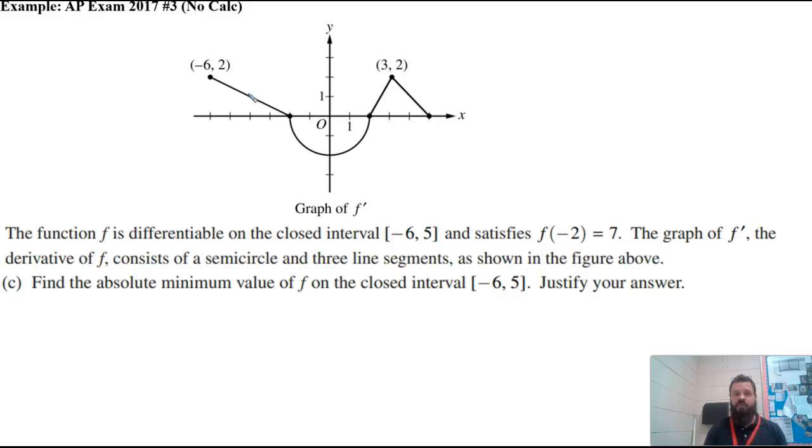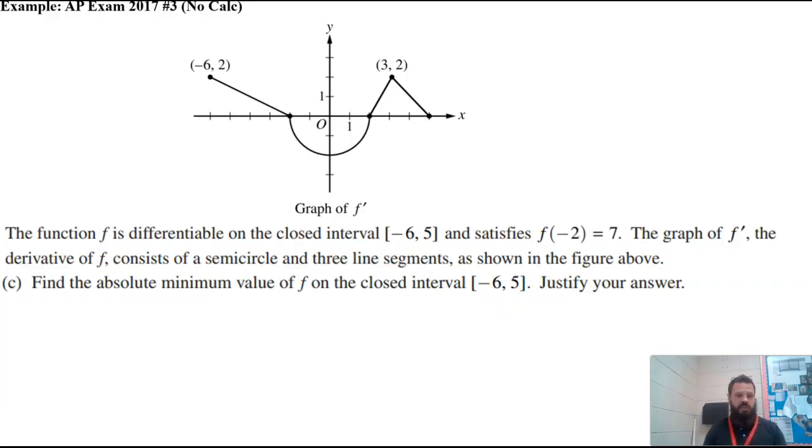Because my derivative goes from positive to negative, meaning the function will go from increasing to decreasing. Then same idea here, we've got a local min at x equals 2, because my derivative is going from negative to positive, because the function will go from decreasing to increasing. Okay, so those will be the local. As far as the absolute, we know it's going to be either a local min or max, or one of these two endpoints, -6 or 5.